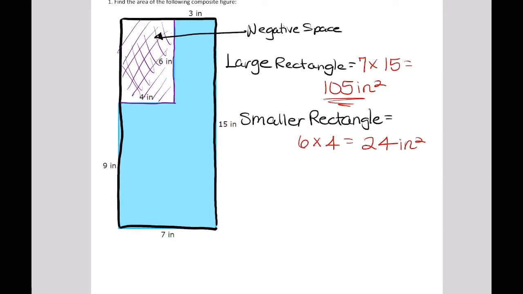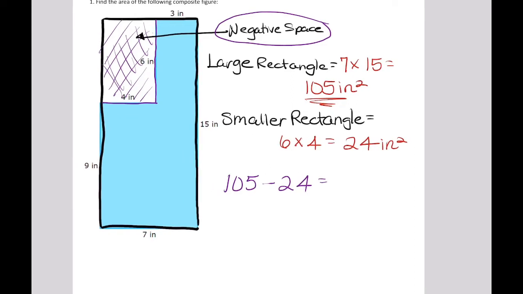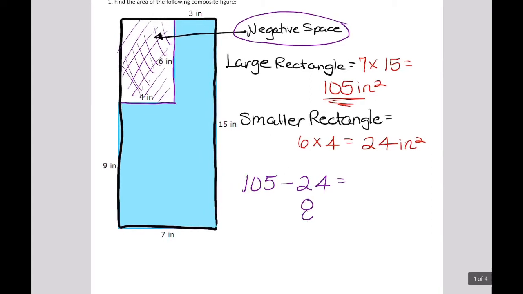So then where do you go from there? Well, like I said, we're talking about the negative space. That's a negative area in a sense. It's an area that is being removed from the actual area of the larger rectangle. So we're going to take the larger rectangle and subtract the smaller rectangle. 105 minus 24, and I bet you can guess what this is going to equal. It's going to equal 81 again, just like we've done on the previous 2 iterations of this problem. We've got 81 square inches for the area.